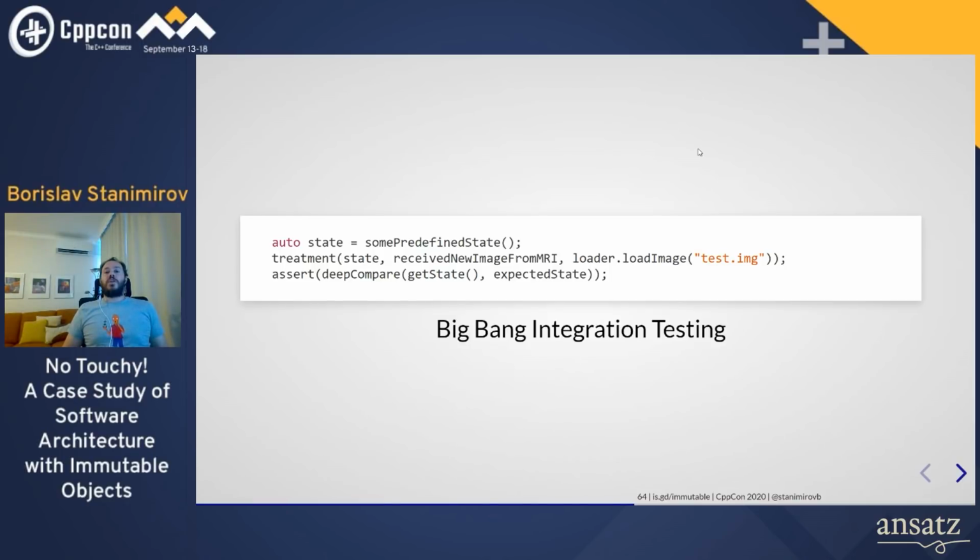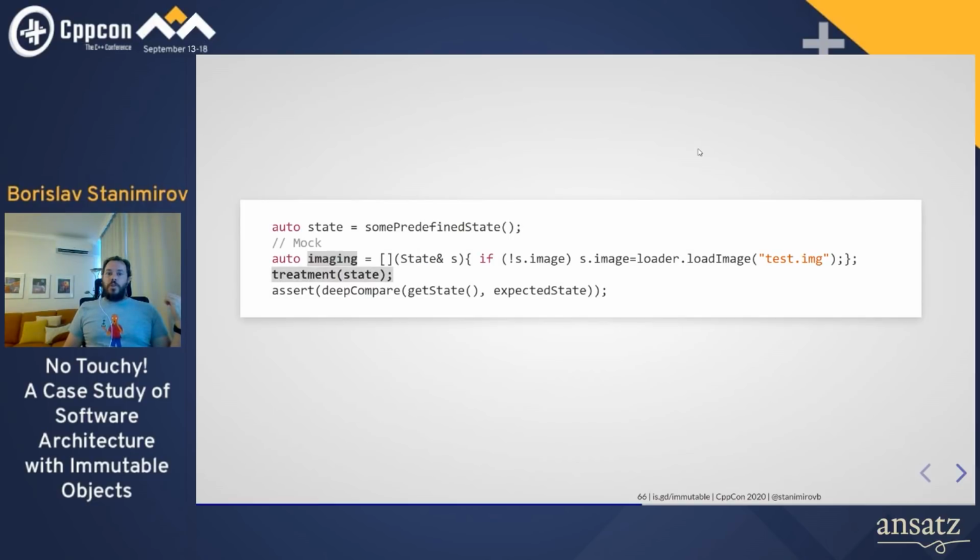And that's big bang integration testing, when you have the entire thing and you test it as it is. It's typically frowned upon. So people prefer, for example, bottom-up integration testing. And bottom-up integration testing would be to test a certain submodule of the treatment. And in treatment, we have imaging. If you remember the first part of the treatment, we started by taking an image from the patient. So we can test the imaging with the exact same receive new image from MRI function and deep compare the imaging state. People also like top-down integration testing.